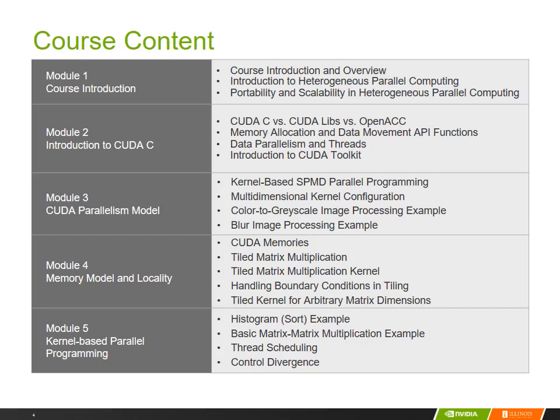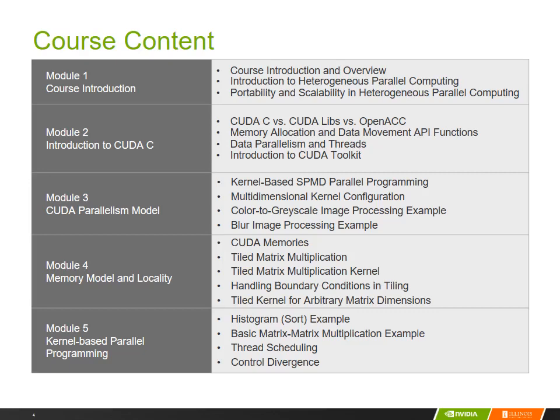In Module 4, we introduce the memory model and locality. This is where we're going to begin to look at how we can use limited fast memory resources to conserve global memory bandwidth. And this is how we can achieve a very high level of parallelism and performance in the presence of limited memory bandwidth. But we also need to look at some subtleties in terms of boundary condition handling and so on when we try to exploit locality.